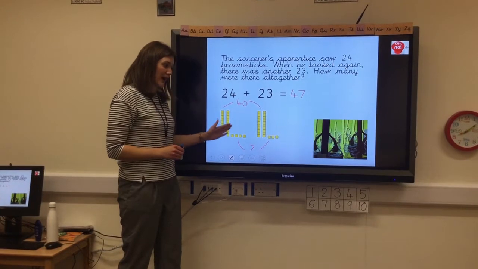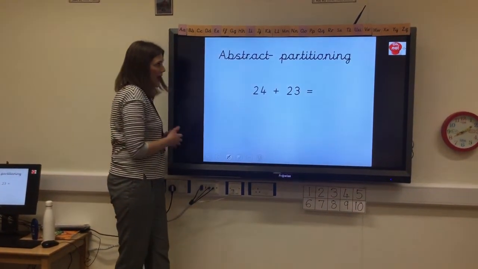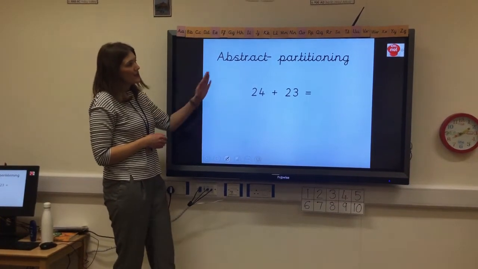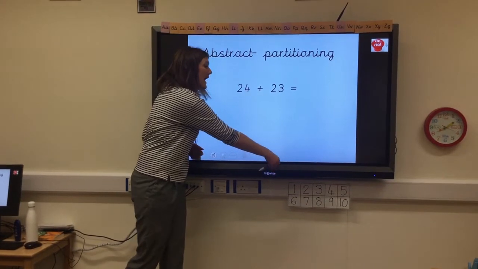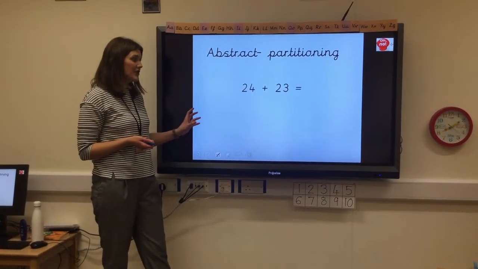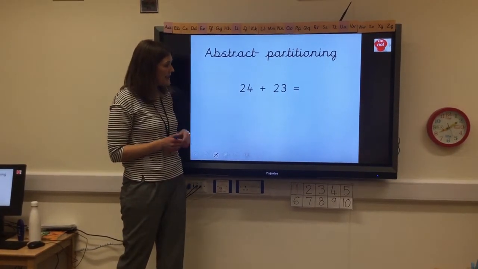That's the pictorial way of working out that calculation. The last way is abstract, and the way we're going to do that is through partitioning. So it's a little bit similar to the maths we've just done, except we haven't got the concrete resources or the pictures, we're just using our mental maths skills. So we've got the same calculation again.